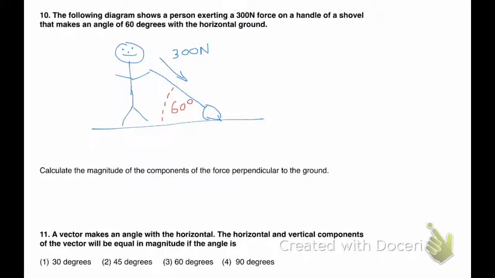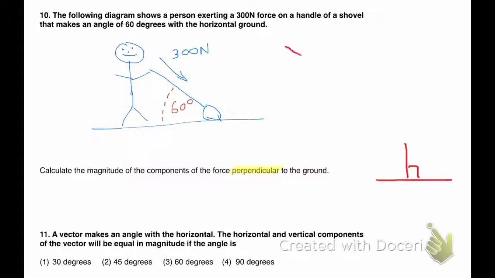Alright, looking at question number 10, the following diagram shows a person exerting a 300 Newton force on a handle of a shovel that makes an angle of 60 degrees with the horizontal ground. Calculate the magnitude of the components of the force perpendicular to the ground. Okay. Well, the big thing here is perpendicular to the ground. We know that a force vector is broken up into 2 components, a horizontal and a vertical component. And perpendicular means the vertical component which forms a right angle to the ground.